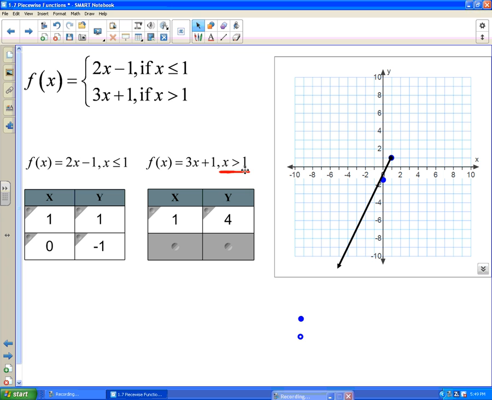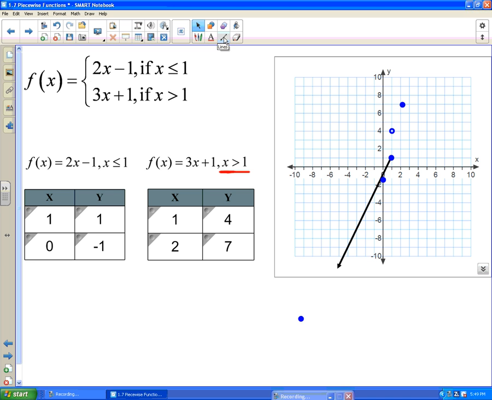Now I want an x that's bigger than 1. So you can pick anything bigger than 1. I just chose 2. 3 times 2 is 6, plus 1 is 7. So I have the point 2, 7, and that's enough to graph my line. Now this says it begins at 1 but does not include 1. So instead of a closed circle for 1, 4, I'm going to use an open circle at the point 1, 4. Okay, my second point is 2, 7, so I go and make my point at 2, 7.